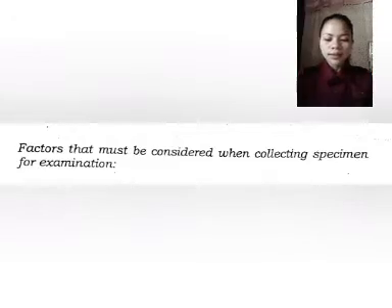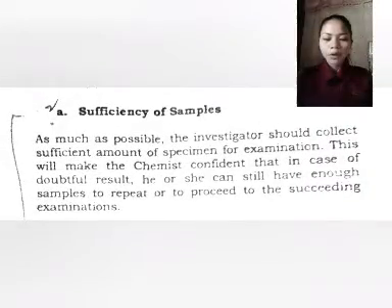So first is sufficiency of sample. As much as possible, the investigator should collect sufficient amount of specimen for examination. This will make the chemist confident that in case of doubtful result, he or she can still have enough sample to repeat or to proceed to the succeeding examination.